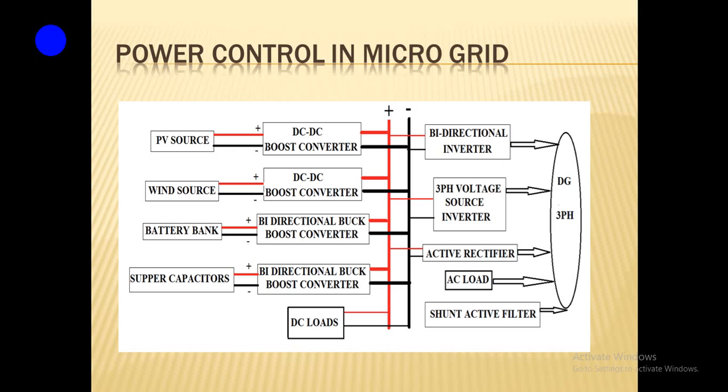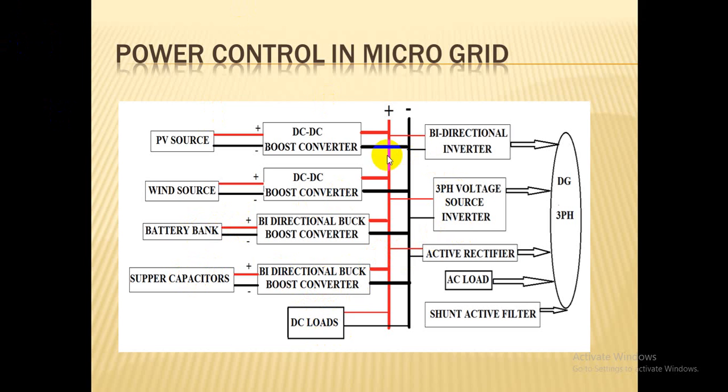This is power control in a microgrid. My aim is to explain the role of FPGA in renewable energy related applications. For example, in this block diagram, you can find the DC to DC boost converter with the solar panel, the DC to DC boost converter with the wind source, the bidirectional buck boost converter with the battery bank, and the bidirectional buck boost converter with the super capacitors and some DC loads.